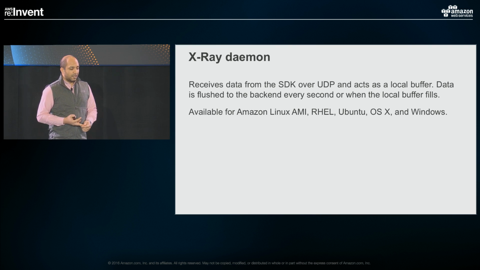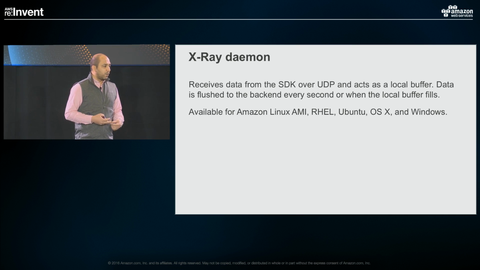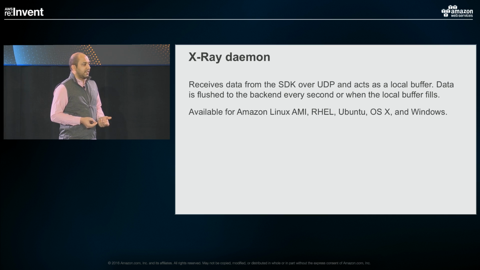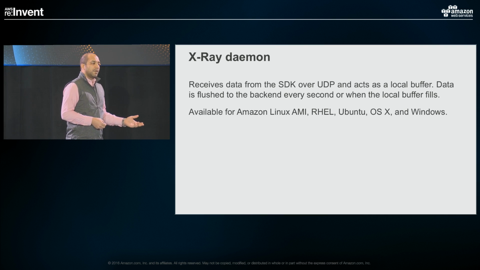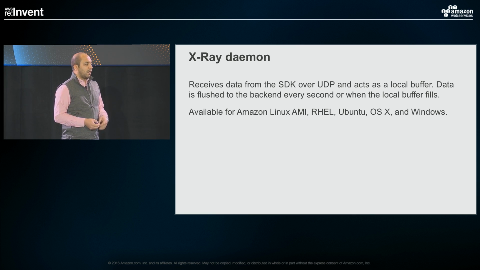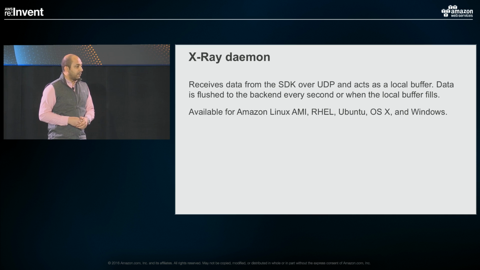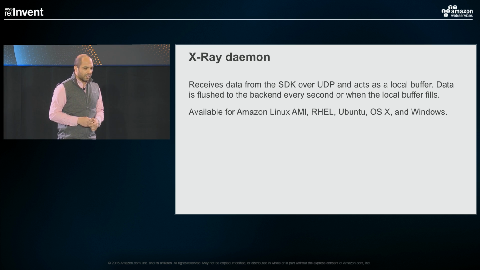It's available for RHEL, Ubuntu, OS X, and Windows. You can run the daemon pretty much anywhere where you can get AWS credentials. So you can do it on your desktop. You can do it on-prem. You could do it in EC2. You could do it in ECS using Docker containers. And Lambda support is coming soon. So that's something that we're working on.